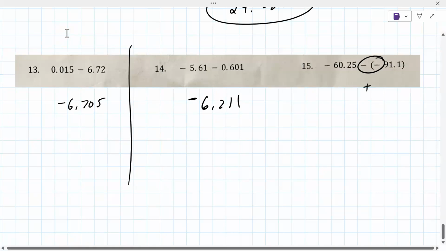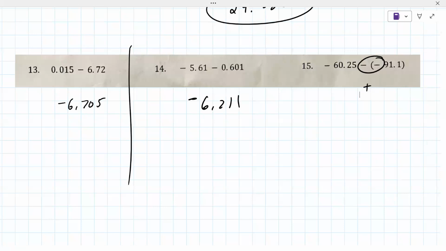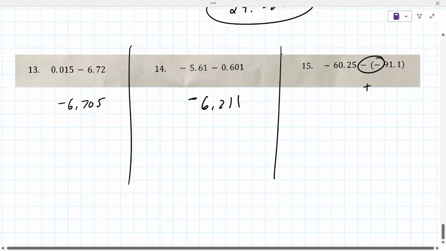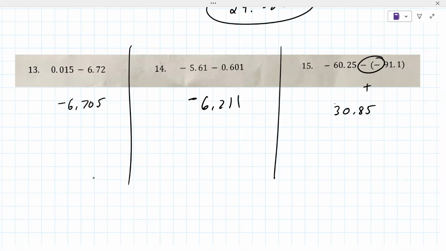Okay, so yeah. 30.85. All right. Anything else you want us to work on today? No. Okay, how do you feel about this assignment now?